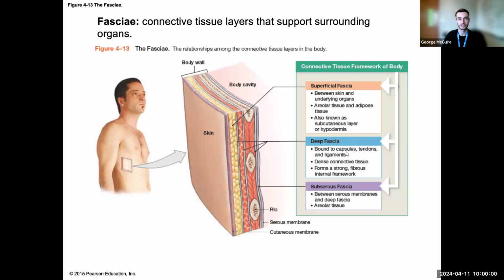Deep to that superficial fascia, we have the deep fascia. So this is bound to the capsules, tendons, and ligaments. This is mostly dense connective tissue, forming that strong fibrous network for support. And then deep to that, which is going to be what is lining any connection to other organs, is the subserous fascia. So this is going to produce a lubricant type fluid on it that allows for rubbing without much of that friction causing damage. Okay, so this is mainly areolar tissue. So we have our superficial fascia, and then our deep fascial layers, and then the subserous fascia, that thin layer there.